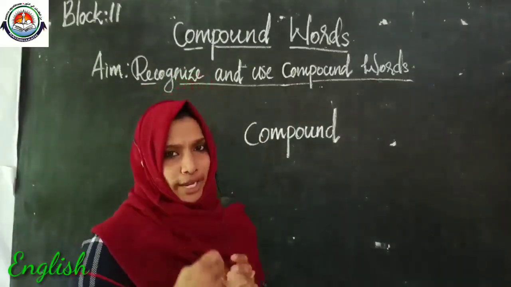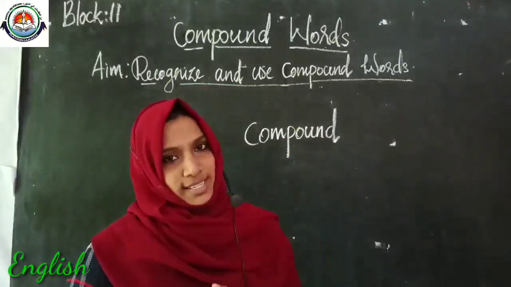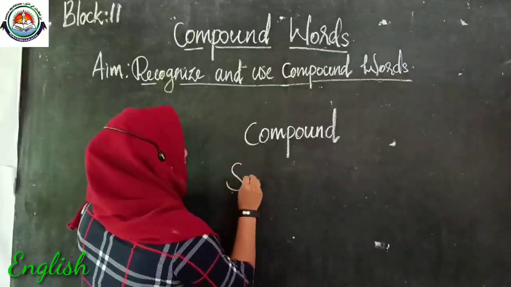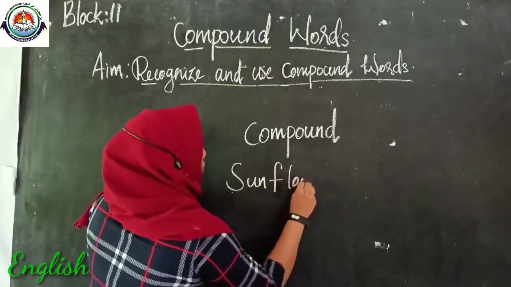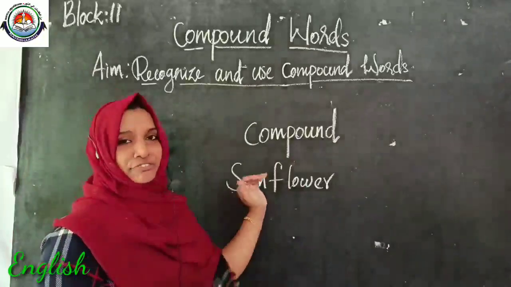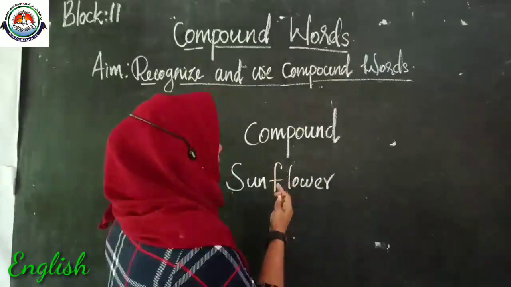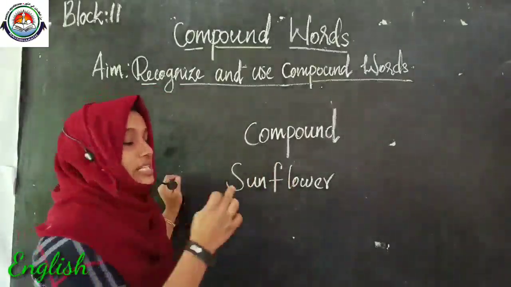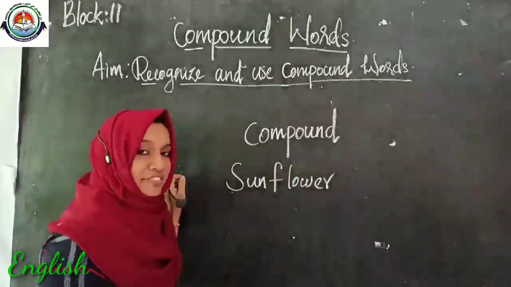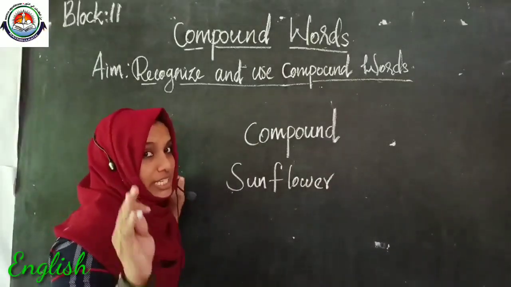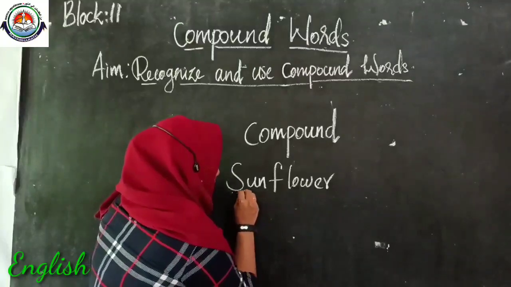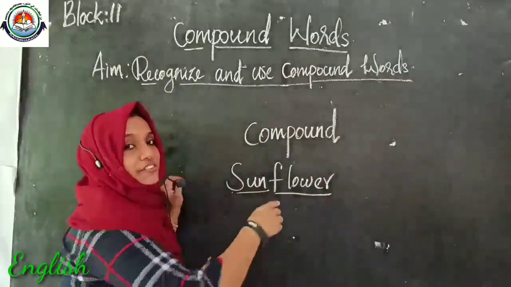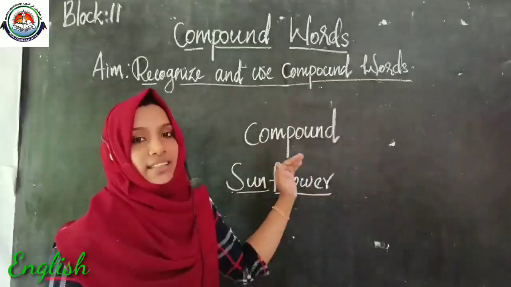It is to join two things. For example, I'm giving you one word: sunflower. My favorite flower is sunflower. So, dears, how many words can you see in this one word, sunflower? Yes, we can see two words. Which are they? It is sun and the other one is flower.